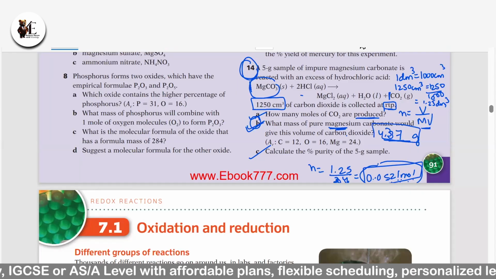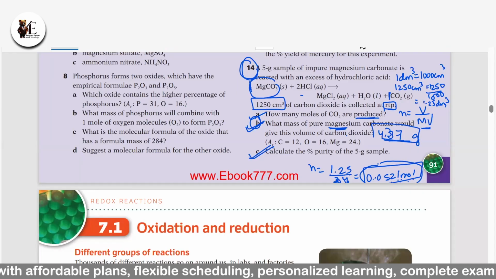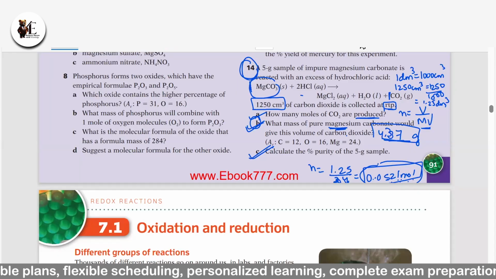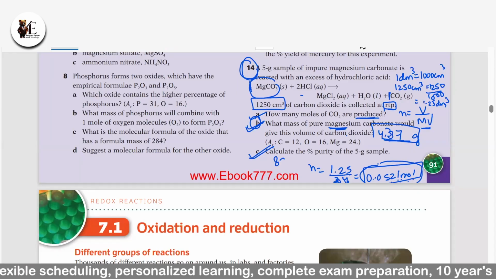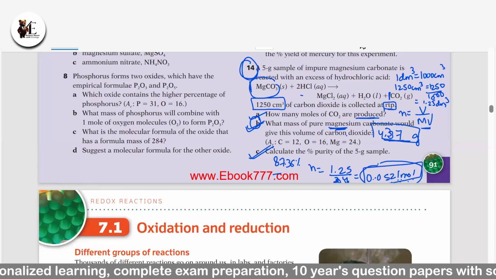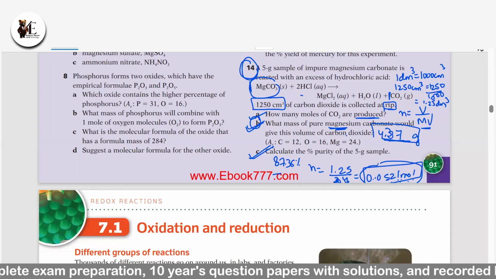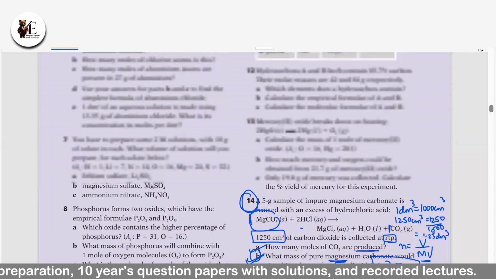Now what is the percentage purity you are getting? I got 87.36%. Yes, because you have to apply the formula: mass of pure substance, which is your 4.37, divided by mass of impure substance, which is 5 gram, into 100. Okay.